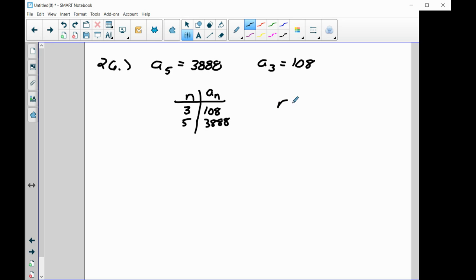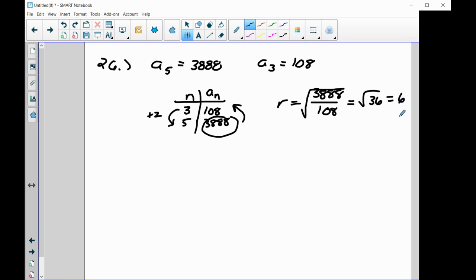So to find r, there's 2 steps. We're first going to divide by what came in front. So I'm going to do 3,888 divided by 108. But because n increased by 2, I have to take the square root. So whatever n increases by is the index of the root. If n had increased by 3, we would have taken the cube root. So 3,888 divided by 108 is 36, and the square root of 36 is 6.